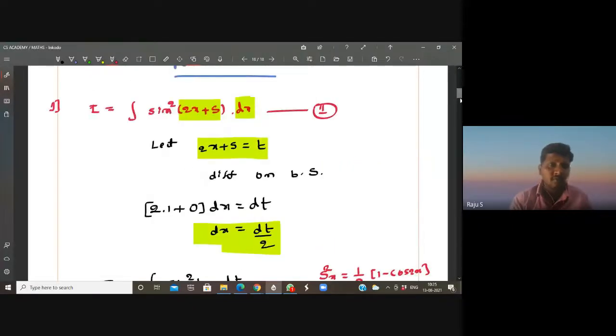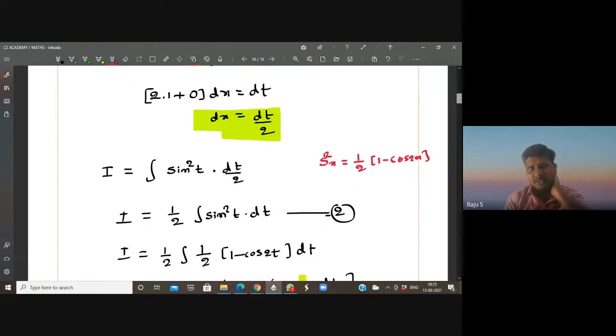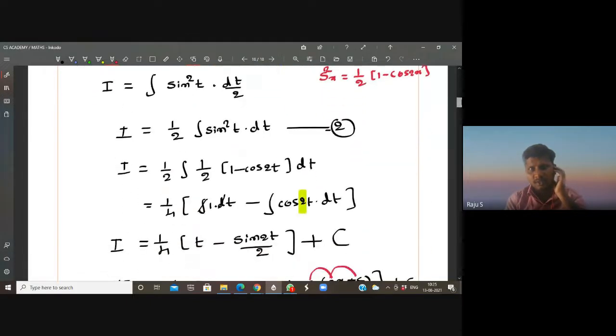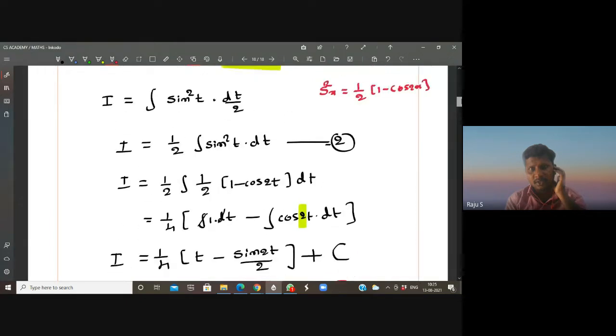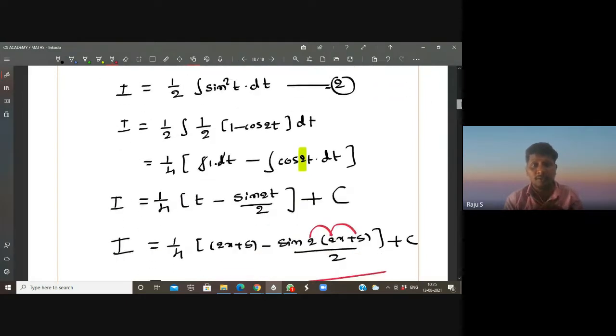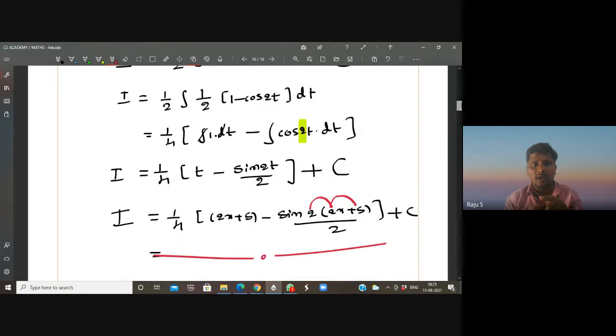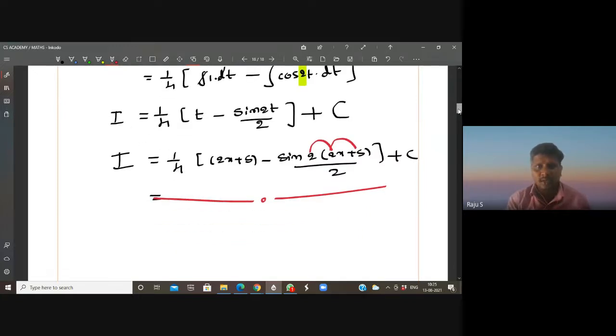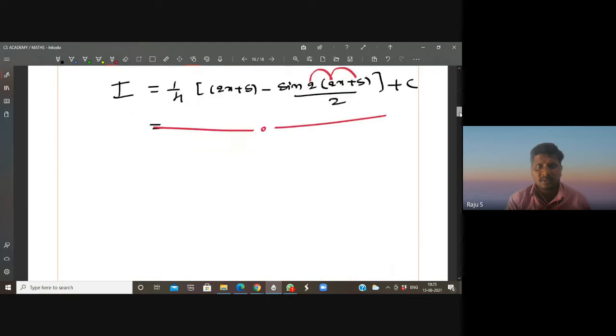Clear, students? So what I have done here: for sine square, first I took 2x plus 5 as t, then differentiated, so dx is equal to dt by 2. I substituted all values in equation 1, so it becomes sine square t into dt by 2. 1 by 2 is a constant, take it outside, sine square t we got. Since we know that sine square x is 1 by 2 times of 1 minus cos 2x, I replaced it here. And 1 by 2 I am taking outside, 1 by 2 into 1 by 2 is 1 by 4. I took the integration separately, 1 dt and minus cos 2t dt, right? So at last I integrated and replaced the t value. This is the answer, right? Next one.